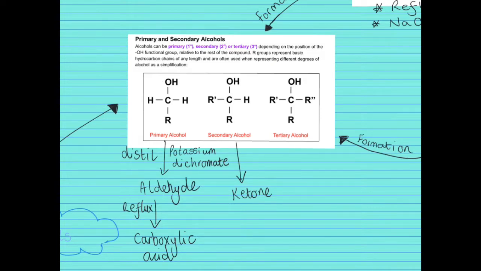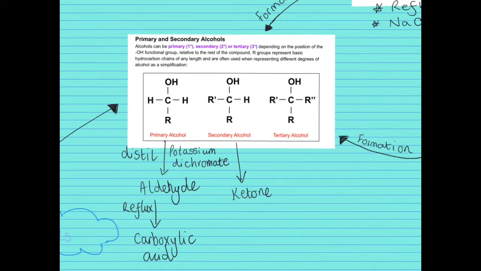Then just thinking a little bit about the basics from last year. Primary alcohols go to aldehydes. Potassium dichromate is the oxidising agent and you distill it. Then aldehydes, or you can just go from a primary alcohol and reflux it, the same oxidising agent will make you a carboxylic acid. Secondary alcohols can be oxidised using potassium dichromate into ketones.